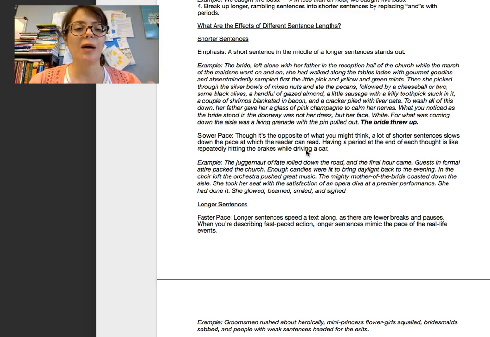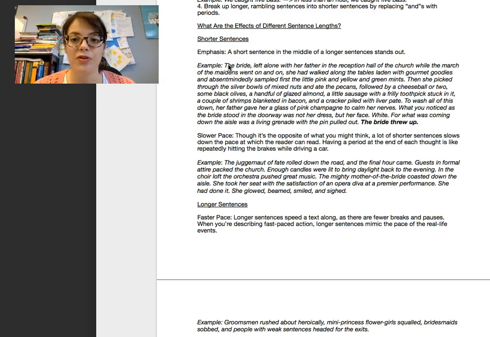Okay, so a couple things shorter sentences can do. One, if you have a whole bunch of long sentences and then you put a short sentence, it makes that sentence stand out. So if you have something that you want to really stand out, making it be like the one short sentence is really good to emphasize it. So let's look at this example.